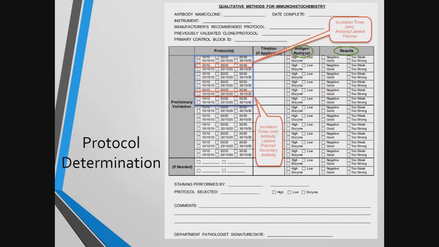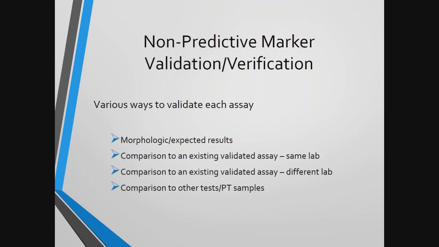So once a protocol has been determined, then the next step, which is the test method validation, can begin. There are various ways to validate an assay, and by this I mean methods that can be used to compare what you are seeing as you run the protocols that are new to your lab to known results of the tissue samples. First of these is morphologic or expected results. So this would include tissues that are of known origin that you know should stain positive or negative.